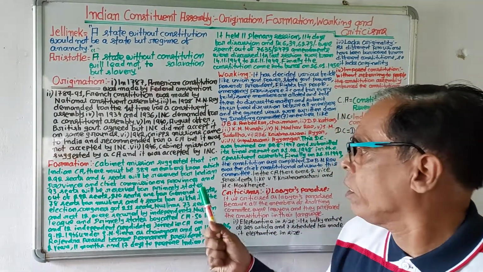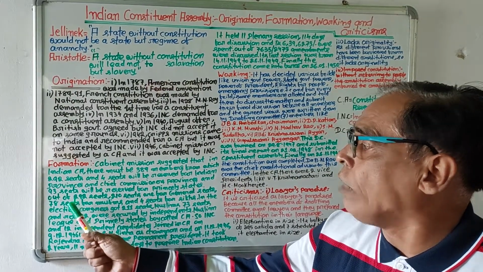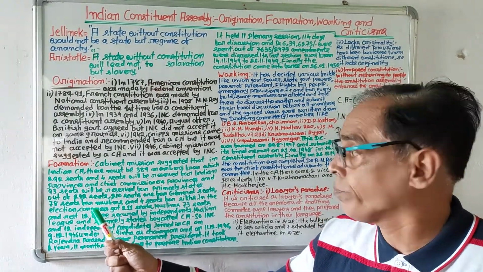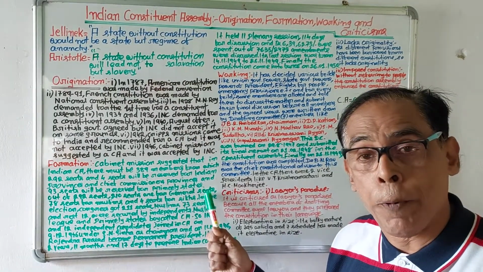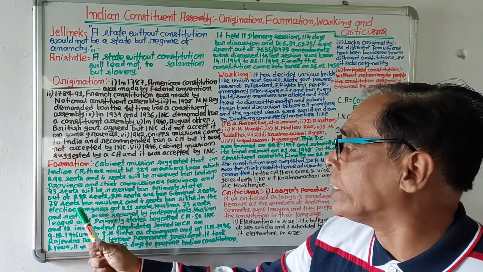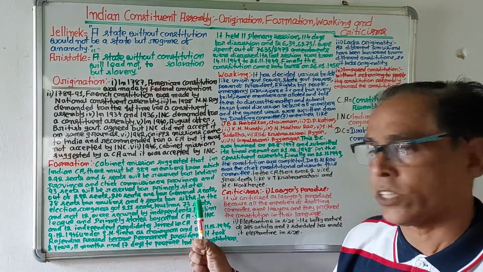And out of 292 seats, 210 seats will be for general people, 78 seats will be for the Muslims, and 4 seats will be reserved for the Sikhs.